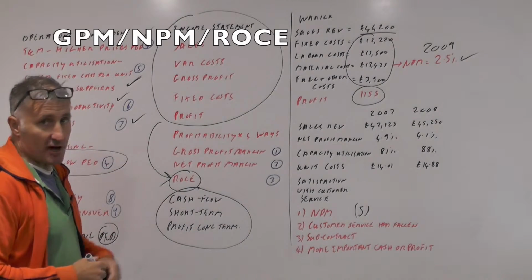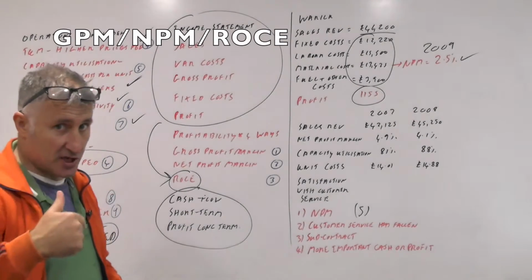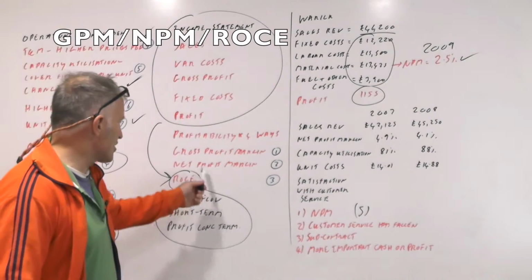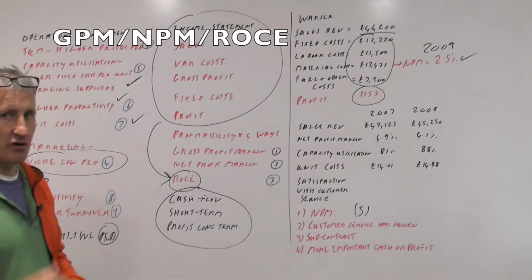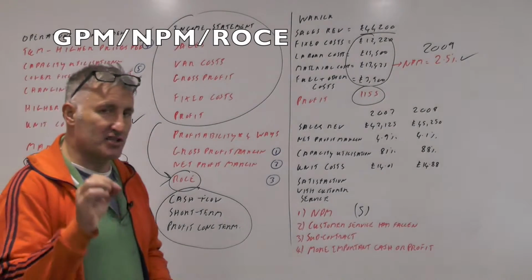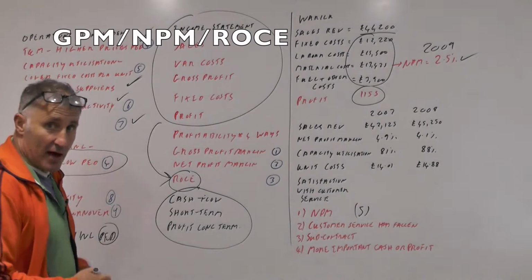Three different profitability ratios: gross profit margin, which is just gross profit divided by sales revenue times 100. Net profit margin is net profit divided by sales revenue times 100. And ultimately, you're trying to increase your return on capital employed, which is the primary figure which suggests how well your business is doing. We also want to look at cash flow down here.